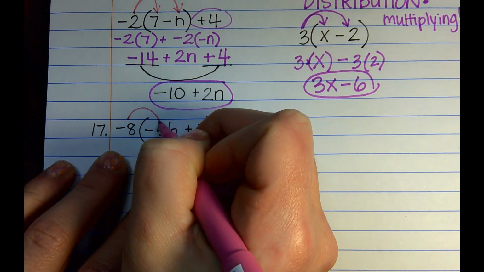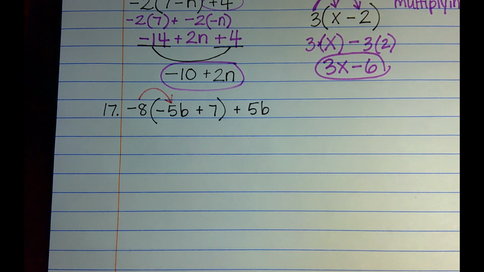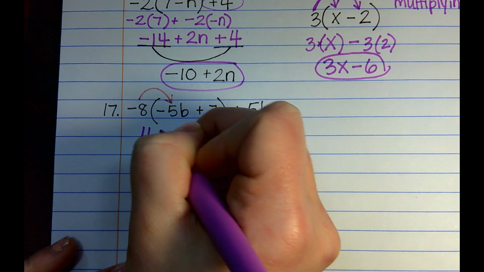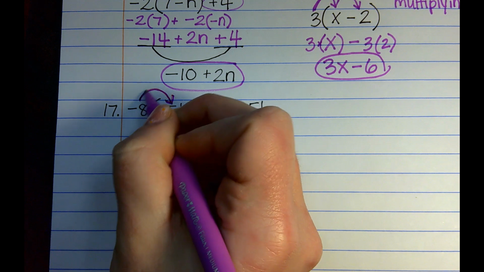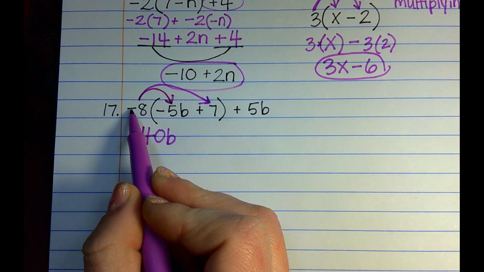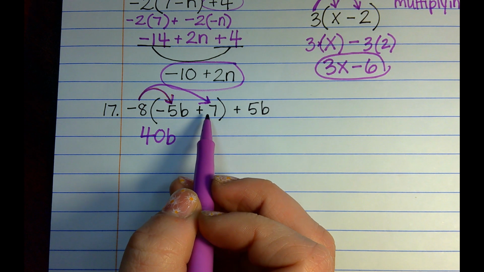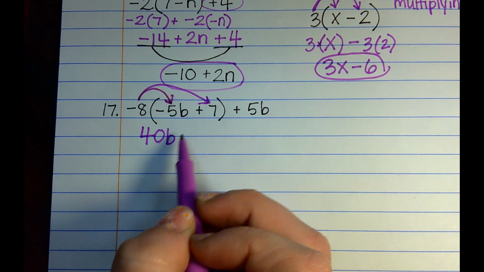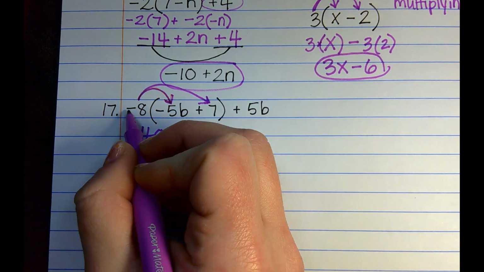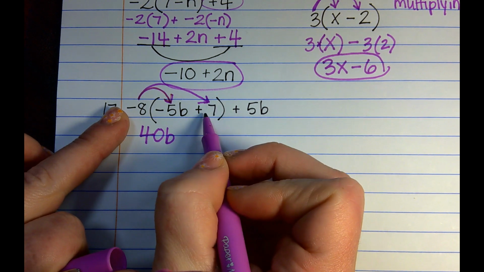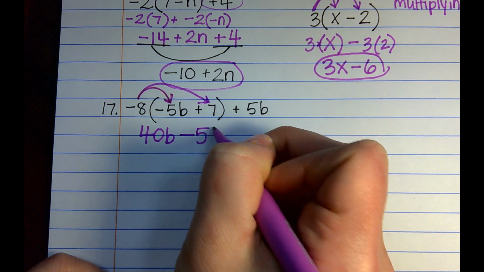So what is negative 8 times negative 5? 40. Yes, positive 40b, and minus. Now I have negative 8 times positive 7. Oh, so it is going to be minus, you're right. But 8 times 7, what is that? 56, and it's negative because we're taking a negative times a positive. So since it's a negative number, we write minus 56.